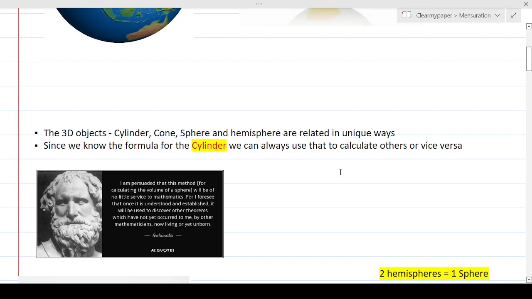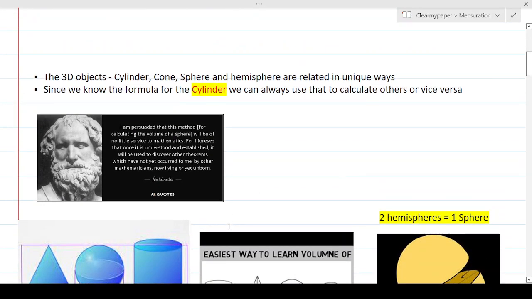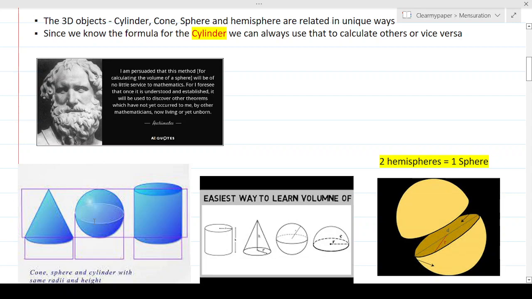So let's talk about this in the context of sphere. Like I said, these 3D objects like cone, sphere, over here we have the cone here, let me mark it here. We have the sphere here, and we have the cylinder, and then we have the hemisphere here, or you can take it here. Hemisphere is nothing but two halves; two hemispheres make up a sphere. So when you cut the sphere exactly into half, like a half coconut, that's what a hemisphere is. So all these shapes are related.